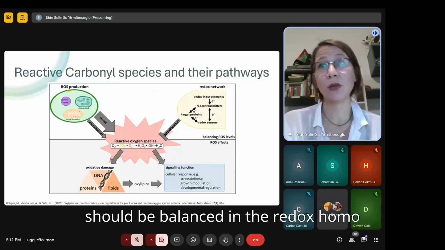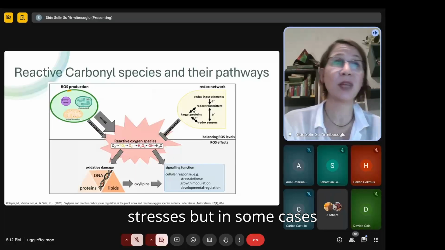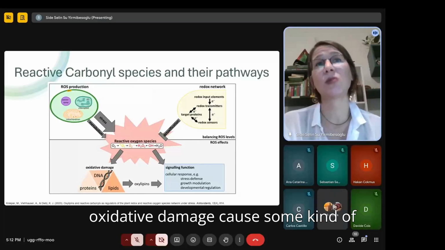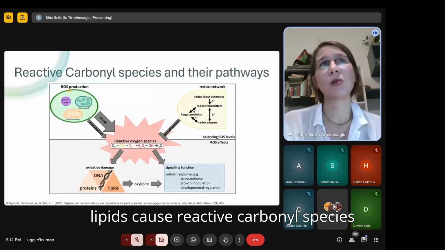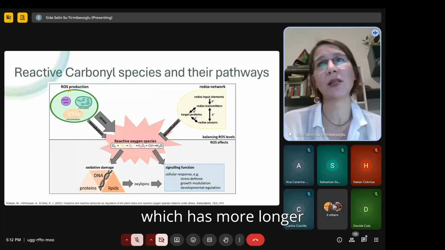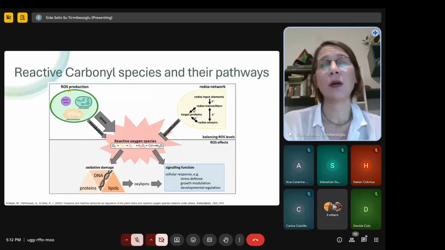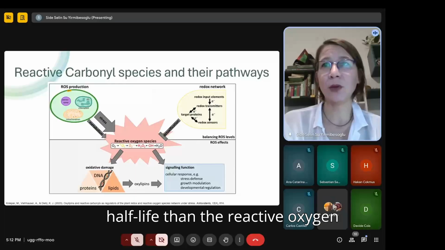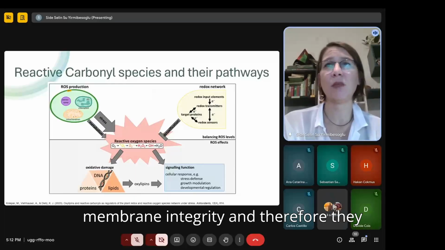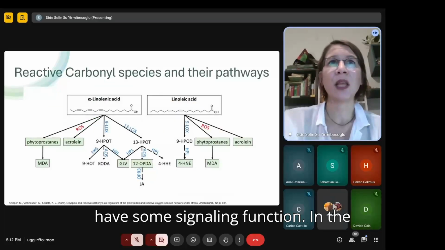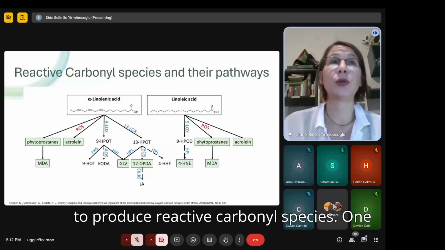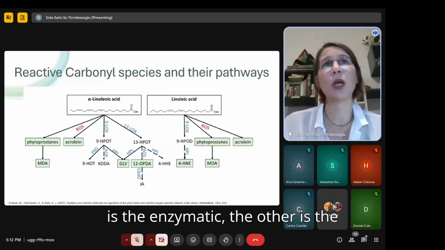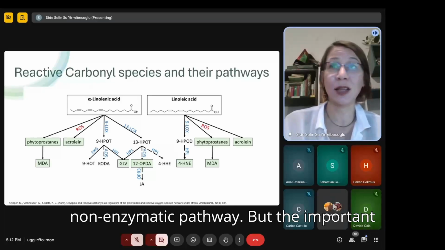in the redox homeostasis. But in some cases, oxidative damage causes some kind of oxidation in the lipids, and these lipids cause reactive carbonyl species, which have a longer half-life than the reactive oxygen species, and it is related with the membrane integrity, and therefore they have some signaling function. In the plants, there are two routes to produce reactive carbonyl species. One is the enzymatic, the other is the non-enzymatic pathway.